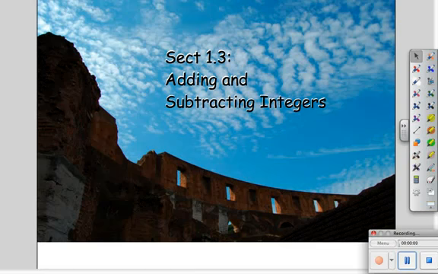Adding and subtracting integers. This is a very, very important section, and a section that we will refer back to quite often when we are dealing with problems further in the future.